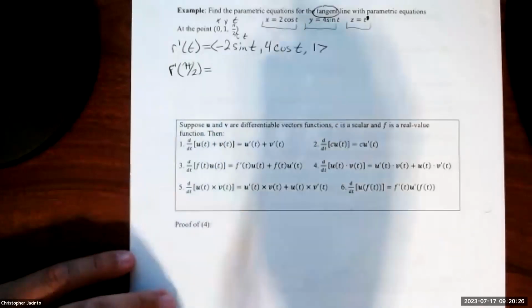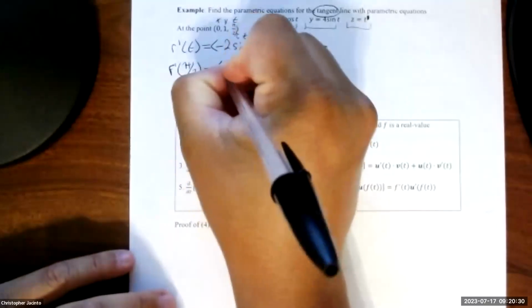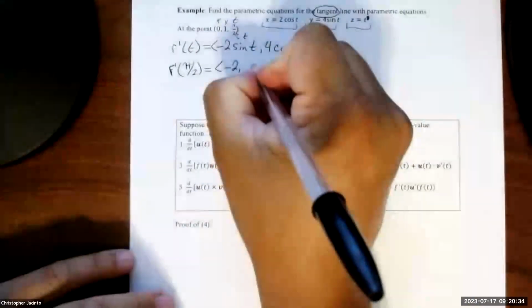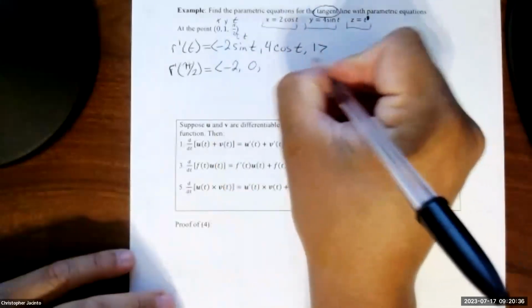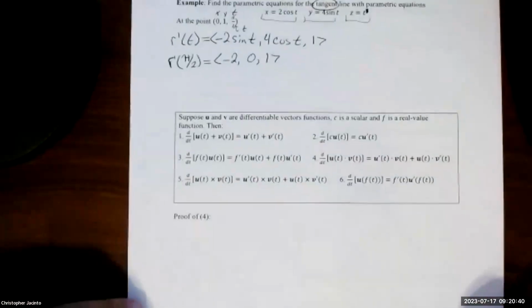Okay. So now, again, going back to the unit circle, right? So if sine of pi over 2 is 1, then this derivative is just going to be -2. Cosine of pi over 2 is 0, so 4 times 0 is 0. And u is constant, so just that, right? So there's our vector at the point.